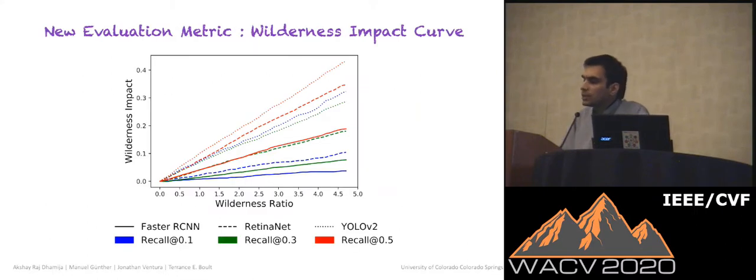In order to understand the impact of an unknown object on a detector, we introduced a new evaluation metric called the wilderness impact curve. It studies the effect on an object detector's performance for varied number of objects from U. More details can be found at our poster.